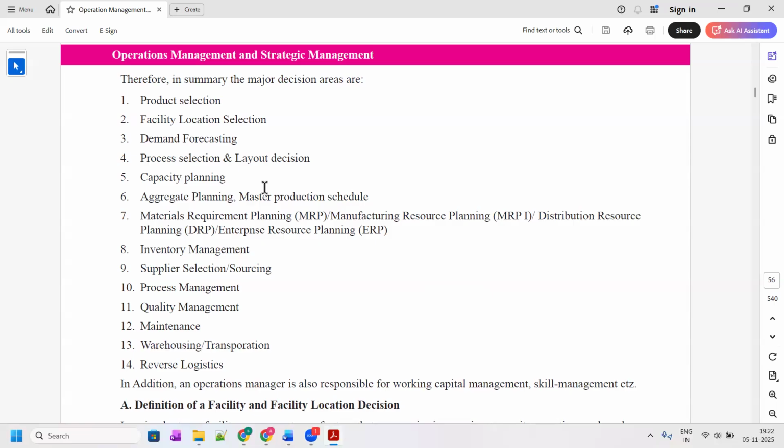So already we have discussed these points: product selection, deciding what product to make; and facility location selection, which we are going to discuss in this class, where we talk about choosing where to set up the factory or production unit. Demand forecasting we have discussed, where we estimate how much product customers will need and manufacture based on that. We have spoken about process selection and layout decisions, where we decide how the product will be made and how machines or workstations will be arranged.